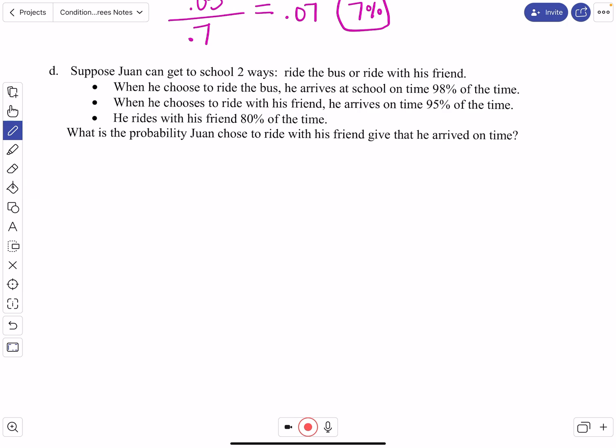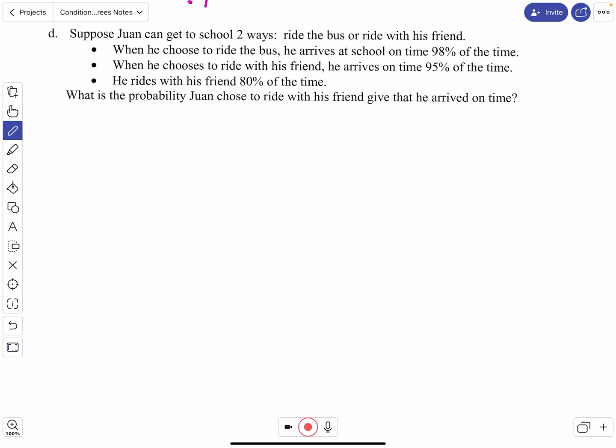Okay, so here's how we're going to set up our tree. So first of all, he can either choose the bus or he can choose his friend. Now, it says he rides with his friend 80% of the time. So we're going to say 0.8. Now, if he chooses his friend 80% of the time, that means, so our percentages always have to add up to 100. That means he would choose the bus 20% of the time.